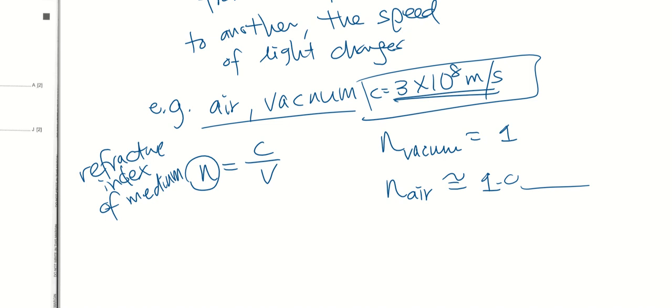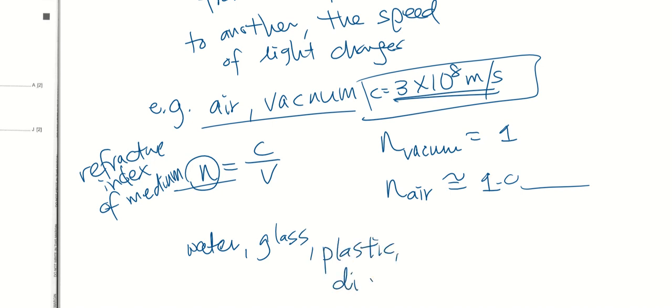Okay, that means this n will be the refractive index of other medium, example water, glass, plastic, or diamond. Okay, and the thing to take note here is that the c must be the speed of light in vacuum. So we use 3 times 10 to the power of 8. And then this v will be the speed of light in that medium.